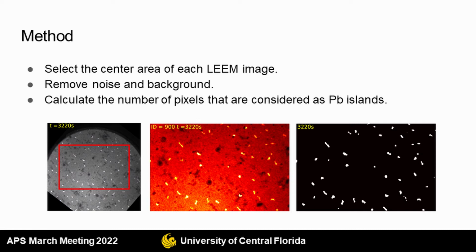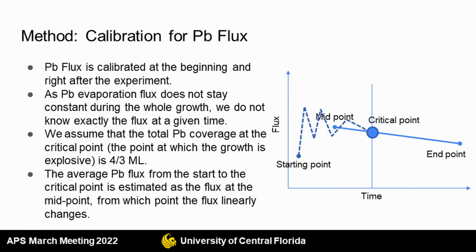The reason why we did chunking is because when we were to subtract the noise and background from the image as a whole, from the crop, the edges of the islands were less accurate than when we used the chunking method. The lead flux is calibrated at the beginning and the end of the experiment.